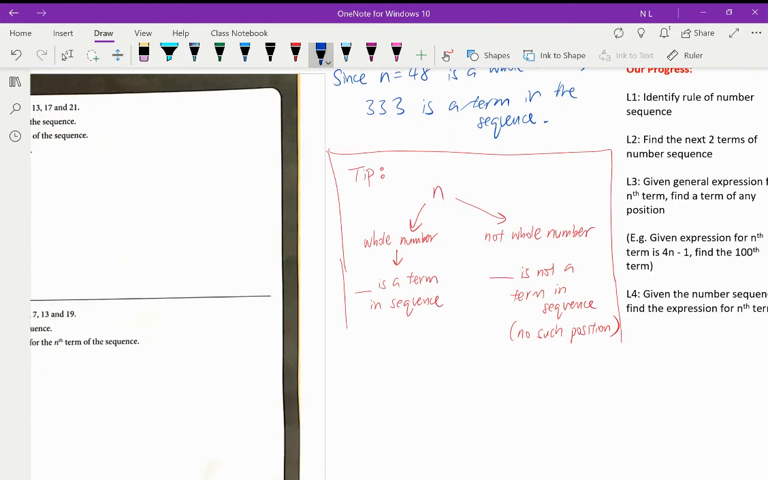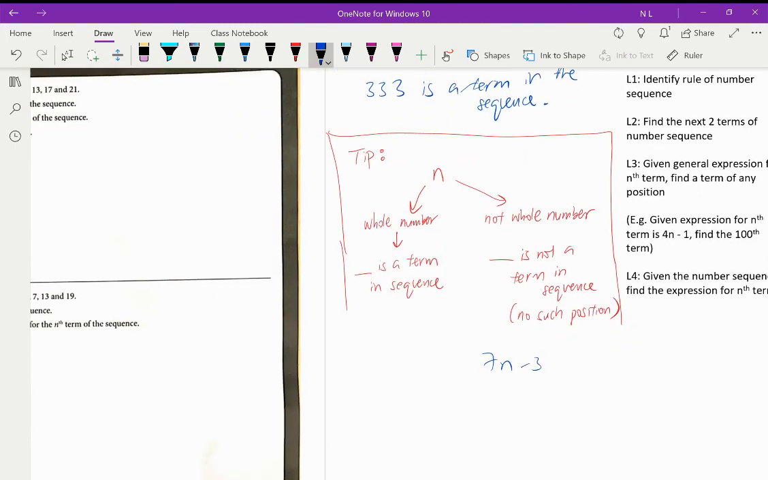Okay, let me work out some example for you. So 7n minus 3 equals to 332. And you work out that 7n equals to 335. n equals to a fraction, so 335 divided by 7. I'll get 47 and 6 over 7. So n is now a fraction.